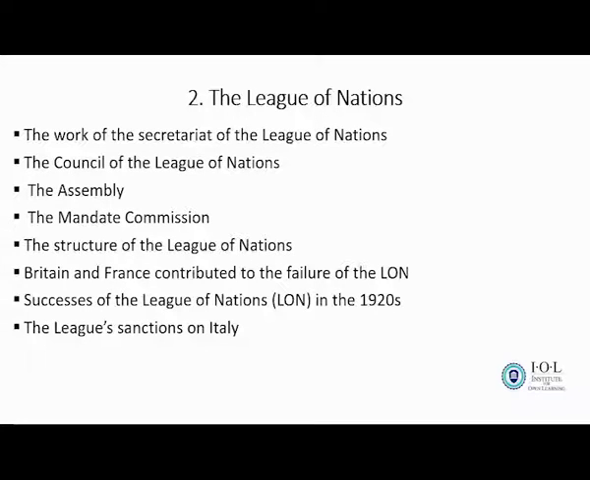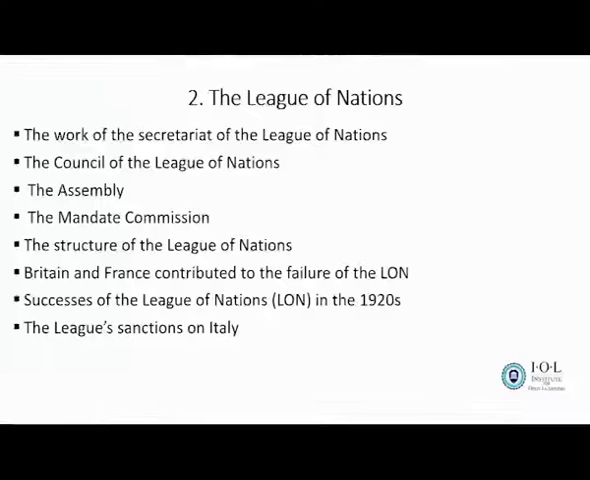Now, why do you think the League of Nations failed to bring peace in the world? The League of Nations was already there from 1920, but still the Second World War broke out in 1939. Why? Because this was the organization that was supposed to stop countries from fighting. Before I answer that question, we should go through the Assembly and the Mandate Commission. What were the main responsibilities of the Assembly in the League of Nations and the Mandate Commission? Okay, we have the structure of the League of Nations. How did this contribute to the failure of the League of Nations?